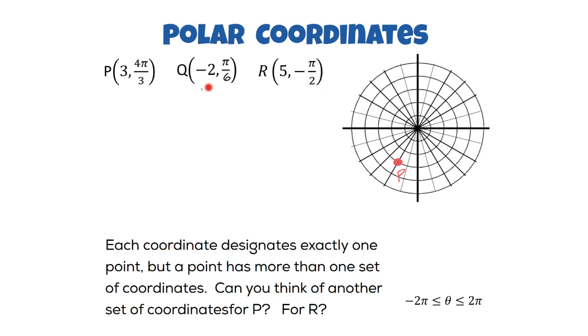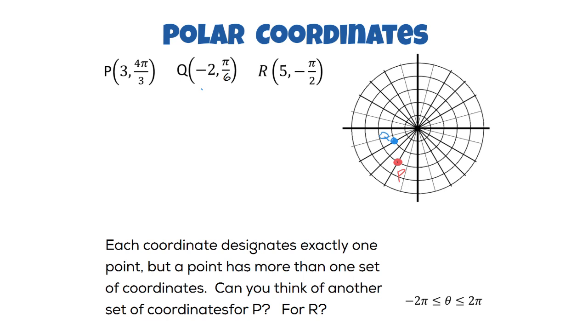Okay, so let's start with Q. To have a negative R value means that you're still going to be 2 rings out, but you're going to be in the opposite direction of what you would typically be doing for that radius measurement. So I'm going to go to that pi over 6 mark. I'm at this angle right here at pi over 6, but instead of going 2 rings this way, since my radius is negative, I'm actually going to go exactly opposite of that. So I land right there. Then I'm going to go ahead and mark that as point Q.